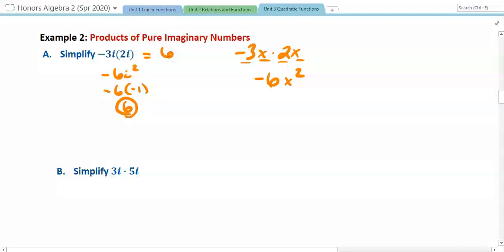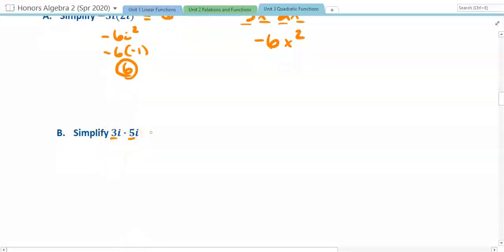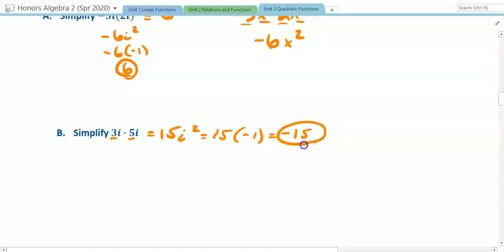The product of two imaginary numbers could come out to a real number. It sounds crazy, but it's true. All right? So try example B, 3i times 5i. So pause the video for a second, try this one. And so 3 times 5 is what? 15, and i times i is i squared, but i squared is equal to negative 1, and so 15 times negative 1 is negative 15. Again, the product of two imaginaries coming out real, okay?